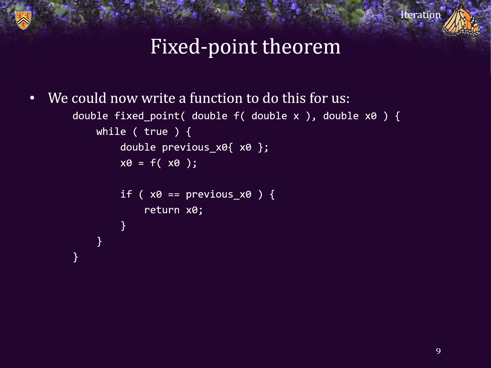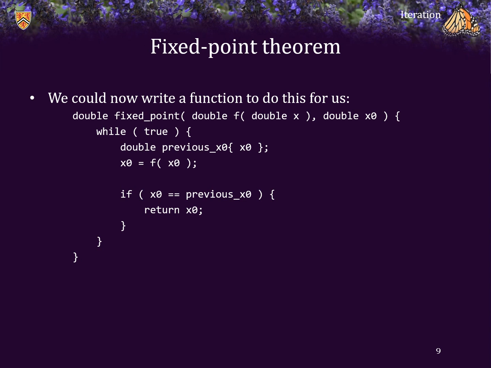Now we could write a function to do this for us. Here the function fixed point has as its first parameter a function f that takes a double as an argument and returns a double. The second parameter will be the initial guess or the initial point. Now, inside this function, we have an infinite loop.